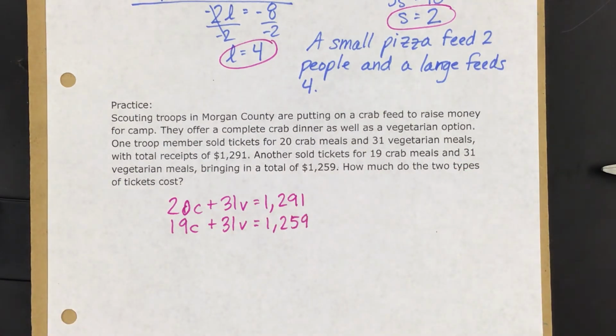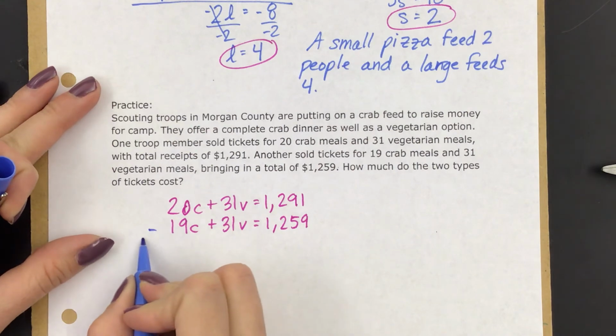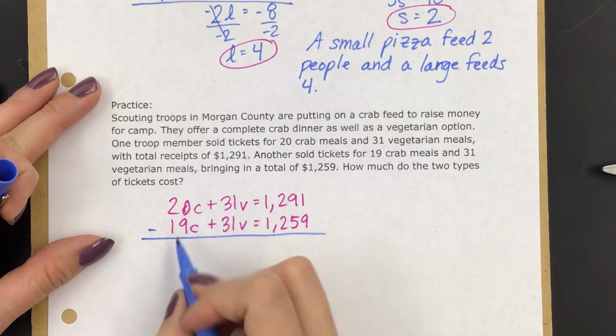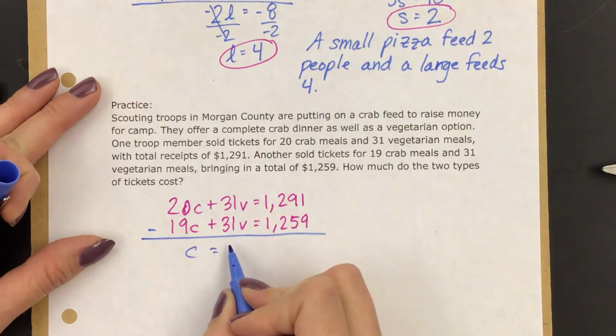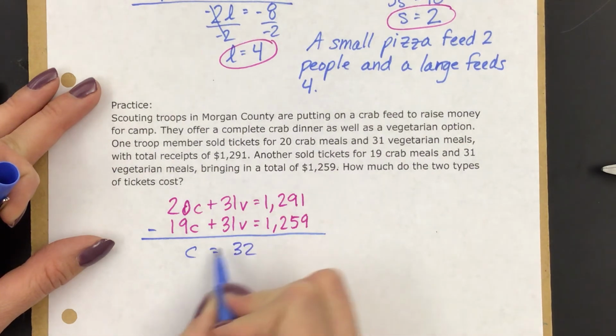Is this the system you guys got? Yeah. Has anybody found out how much the crab dinners cost yet? Yeah. Robbie? $32. Raise your hand if you got 32. Fabulous. Okay. Yeah, you could just subtract this whole thing out, and these would cancel out. You'd have C is equal to 32.